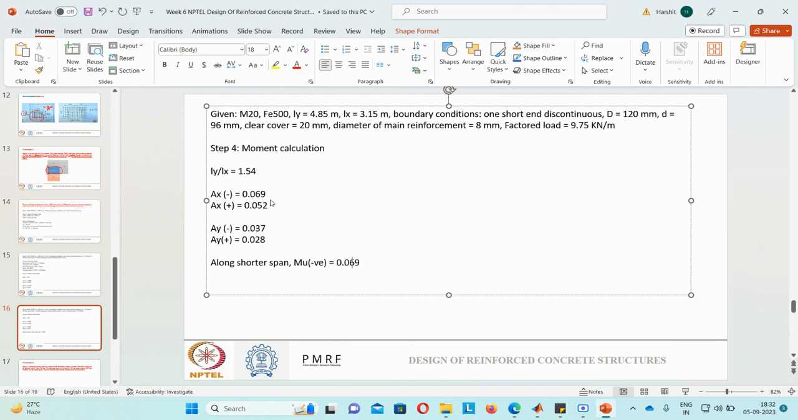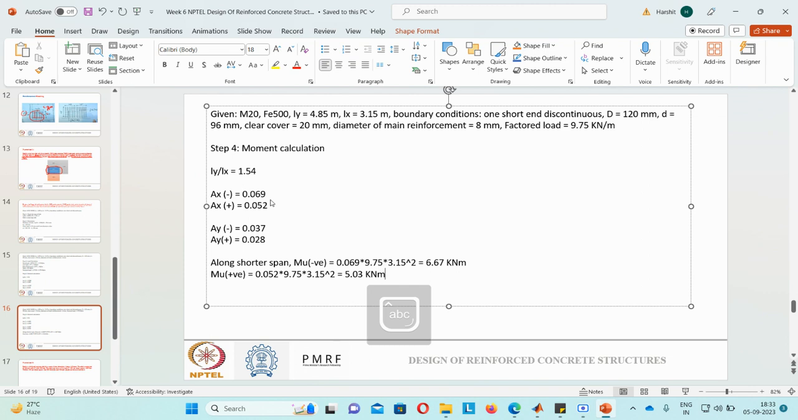So Mu negative will be 0.069 into 9.75 into 3.15 square. So it will come out to be 6.67 kilonewton meter. Okay, similarly Mu positive will come out to be 0.052 into 9.75 into 3.15 square. So it will come out to be 5.03 kilonewton meter.